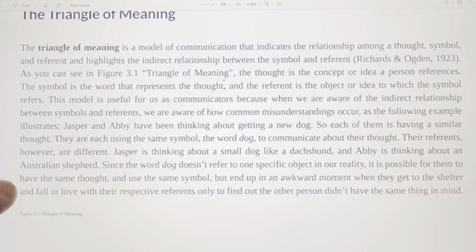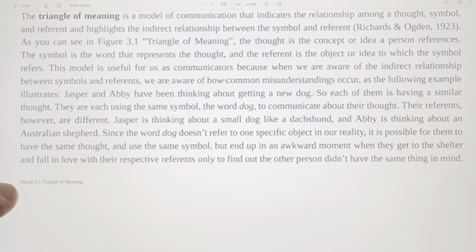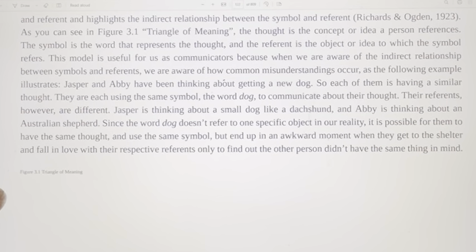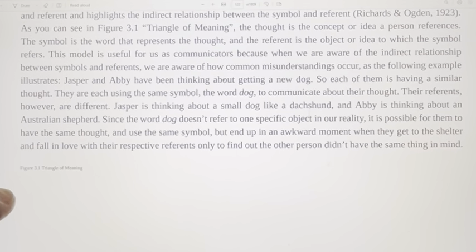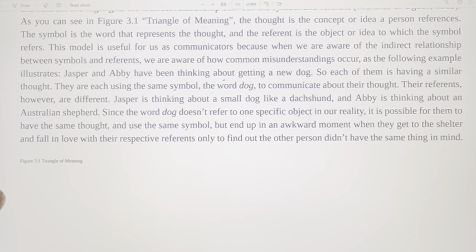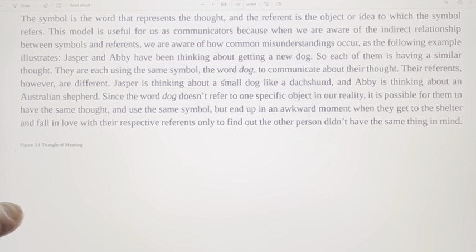The triangle of meaning is a model of communication that indicates the relationship among a thought, symbol, and referent, and highlights the indirect relationship between the symbol and referent. As you can see in figure 3.1, triangle of meaning, the thought is the concept or idea a person references. The symbol is the word that represents the thought, and the referent is the object or idea to which the symbol refers.